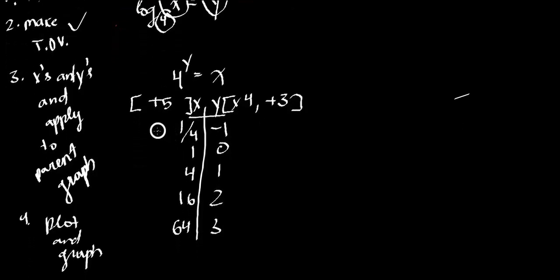Alright, 1/4 plus 5, that's going to be 21/4. Alright? And that's going to be around 5.25, I think so. Yeah. If we add 5 to the 1, well, we're going to get 6. 4 plus 5, that's 9. 16 plus 5, that's 21. And 64 plus 5, that's 69. Okay?